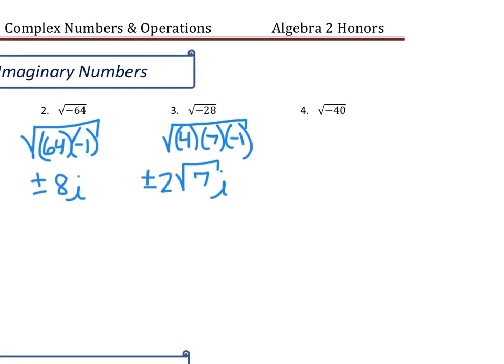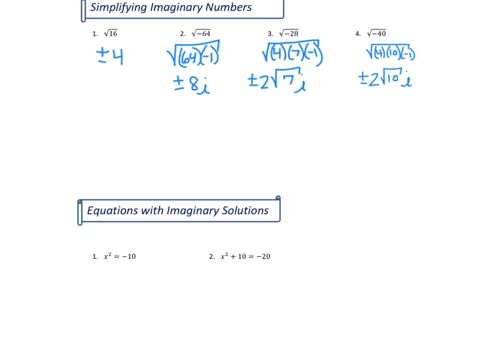And finally, we've got the square root of negative 40, and the square root of negative 40 can be viewed as the square root of 4 times 2 times 5, but both 2 and 5 are imperfect, so I'll just leave that as a 10. Times negative 1, so that would be positive negative 2 square root of 10i. So out of these 4 examples, 1 had real solutions and 3 had imaginary solutions.